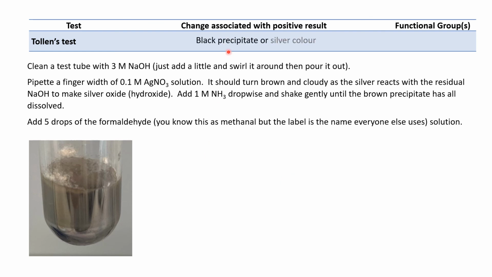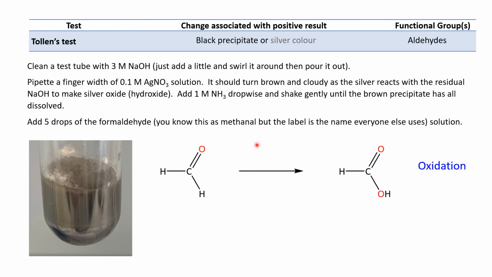Now much more often you'll get a black colour in there, or the silver colour sort of floating around in the solution. It took quite a while and patience to get this lovely silver coating around the test tube, and that is of course a lovely test for aldehydes. And as with several other of these tests, it is a redox reaction. Here is our formaldehyde, or methanal, oxidized to methanoic acid.